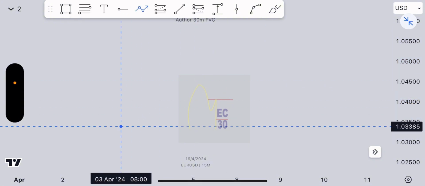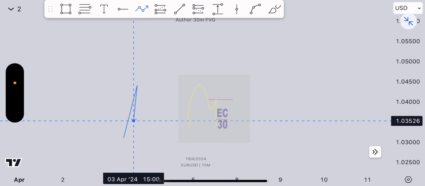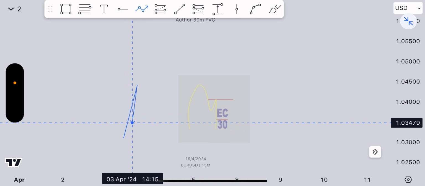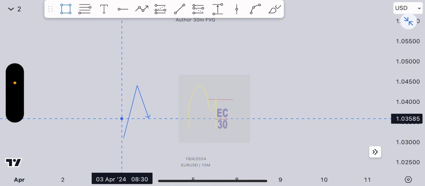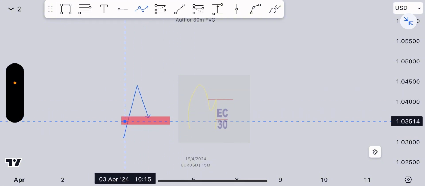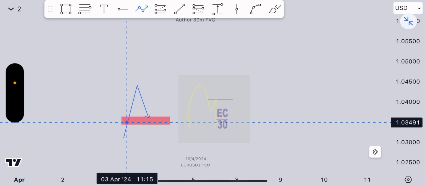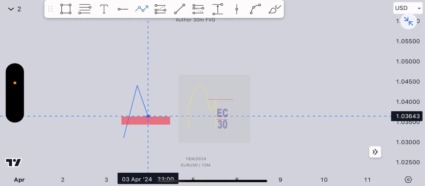So let's say, for example, like this, we are moving like this, right? And then we have an inefficiency, a fair value gap. Let's use some psychology tips to explain this. Okay, so we have this fair value gap. Let's say we have just buy orders there, right? We need sell orders to make the fair value gap efficient.